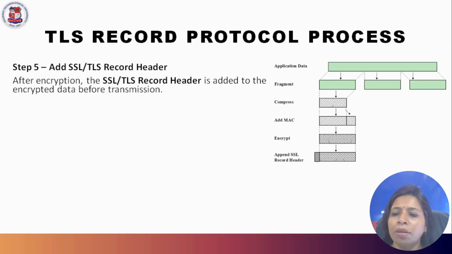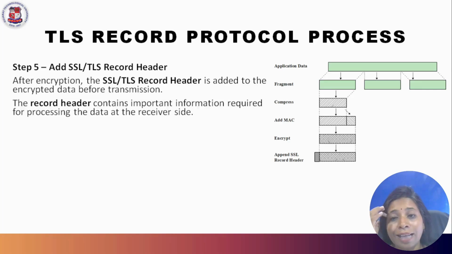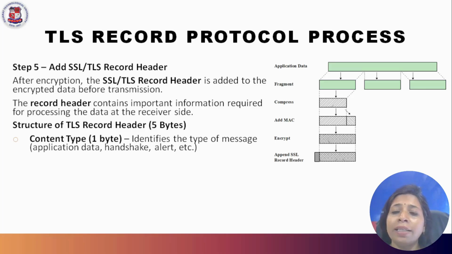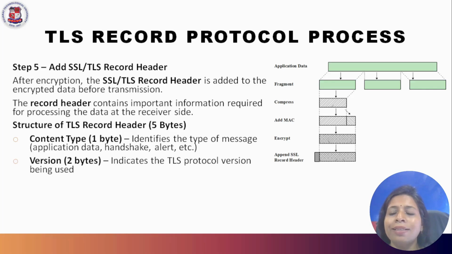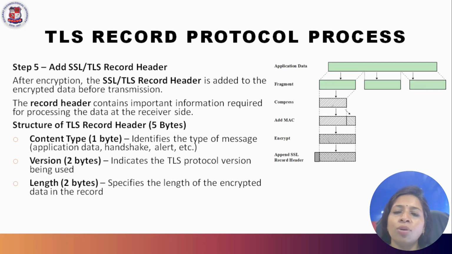This header is usually 5 bytes in size, and these 5 bytes include 1 byte for the content type that identifies the type of the message, that is, whether it is application data, handshake protocol data, or alert data. The second is the version, which occupies 2 bytes and indicates the TLS protocol version being used. The third is the length, which also occupies 2 bytes and specifies the length of the encrypted data in the record. Once the header is added, the complete TLS record is ready to be transmitted over the network.